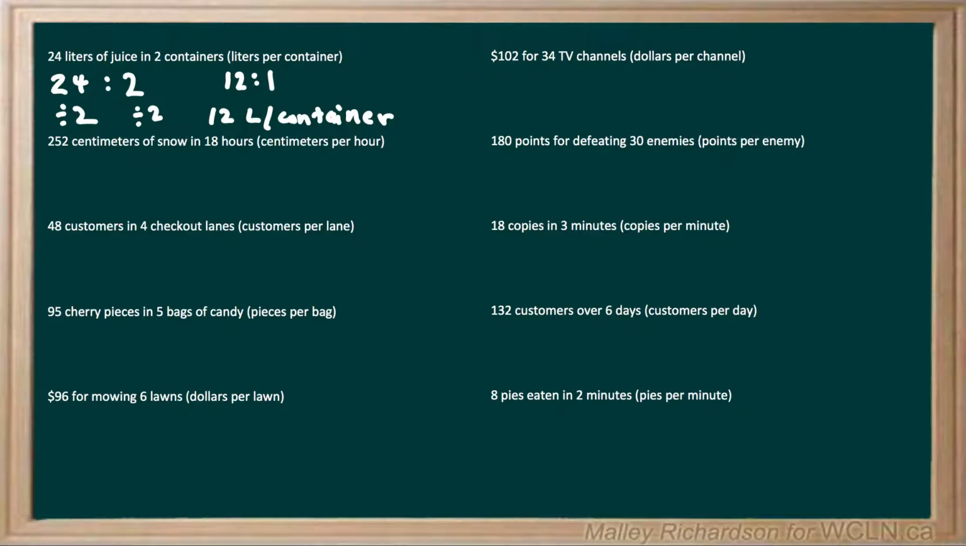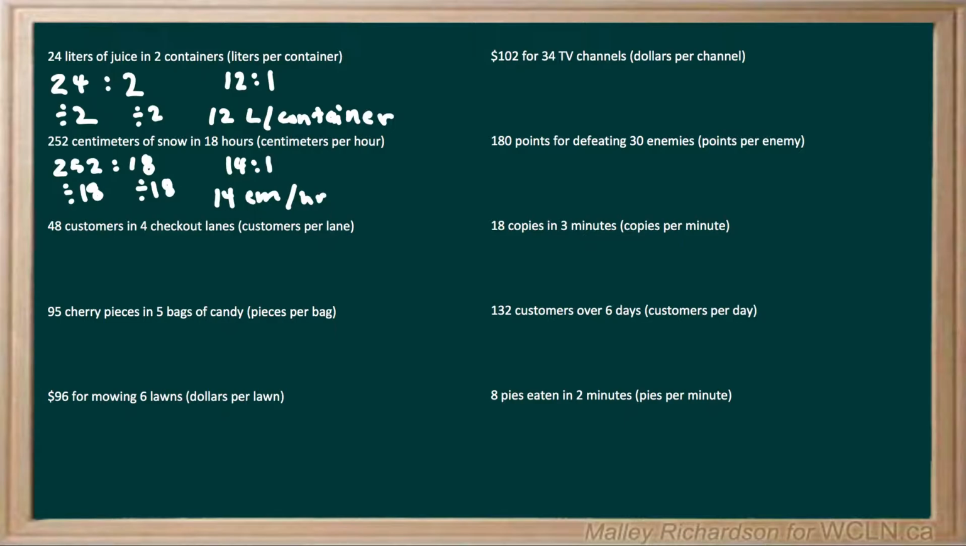Our next example says 252 centimeters of snow in 18 hours, and we need to find how many centimeters per hour. So again, we're going to start off with our ratio of 252 to 18 hours, and then to convert it to its unit ratio, we have to get the second term to 1, so we're going to divide both sides by 18. And then we're left with 14 to 1, so that means we get 14 centimeters per hour as our final answer.